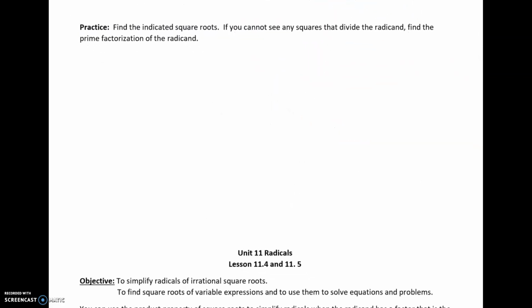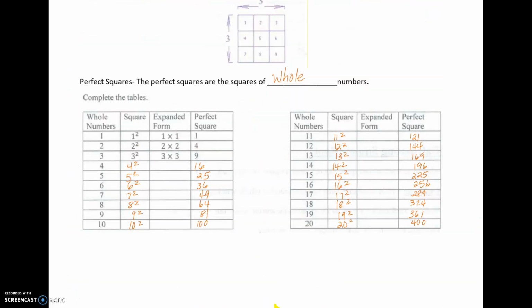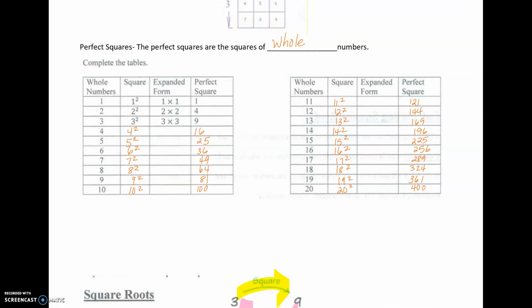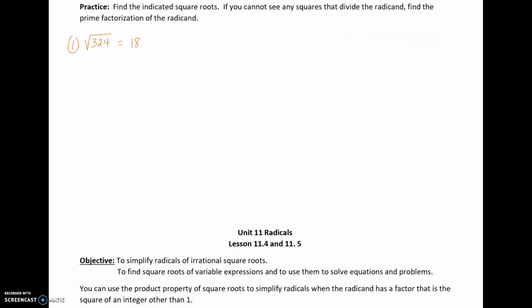Practice. Find the indicated square roots. If you cannot see any squares that divide the radicand, find the prime factorization of the radicand. Okay, let's do some practice. So number 1, the square root of 324. If you go back to your perfect square table, which we've only done through 20, we see that 324 is a perfect square, and that's 18. So that's all it's asking us to do to simplify.